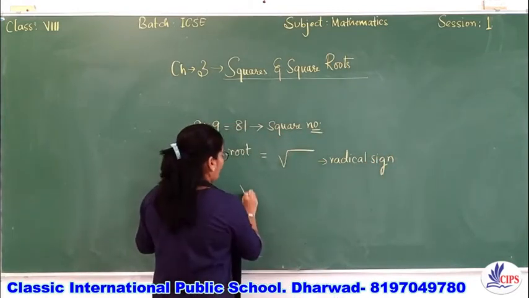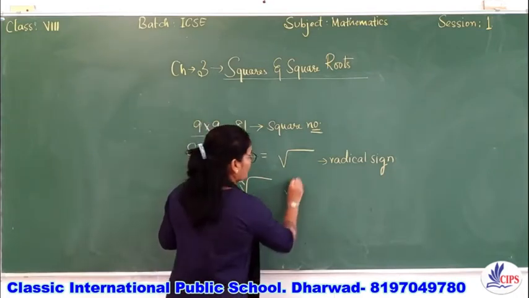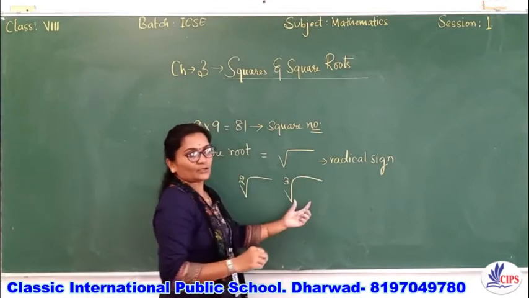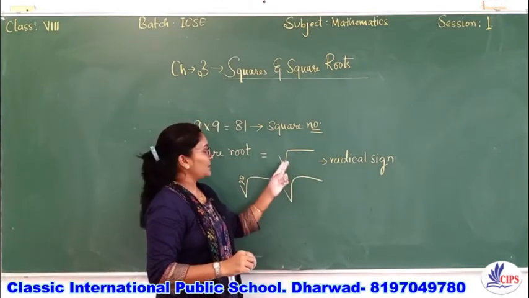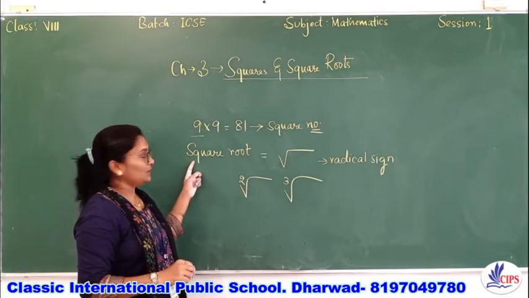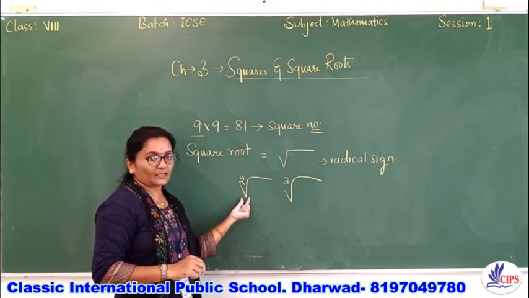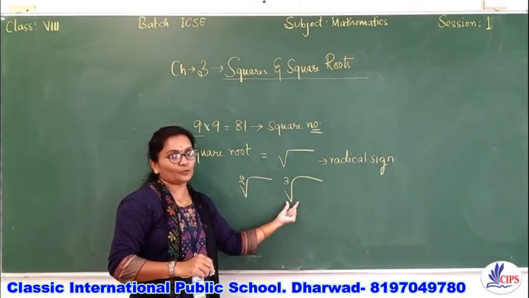Now when you write 2 here, it's called square root. Suppose if you write 3 here, it's called cube root. Understood? This is the radical sign. We used to represent this for the square root number, and we write it like this. For square root we write it as 2 root like this, and for cube root we write it like this.